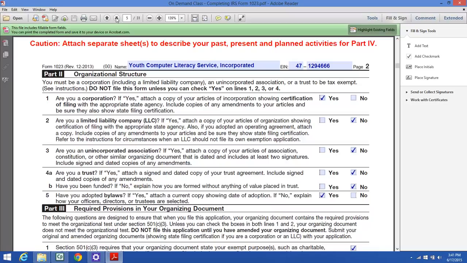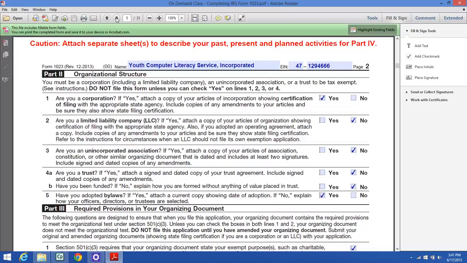So, number 1, are you a corporation? If yes, attach a copy of your articles of incorporation showing certification of filing with the appropriate state agency. Include copies of any amendments to your articles and be sure they also show state filing certification. That goes back to what we just talked about. You are a corporation if you have received your articles back from the Secretary of State's office with the approval stamp on it with a date.